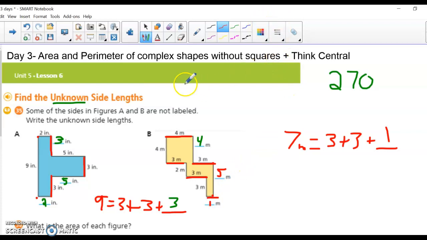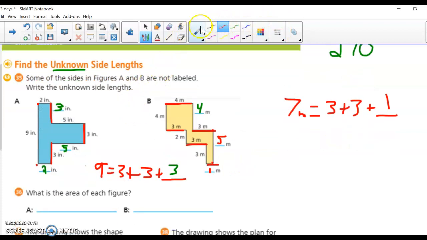Now that we have that figured out, what we'll need to do is find the area of each figure. Well, let's look at how we do that. Okay, you can separate it into rectangles again. Remember, it looks something like this.